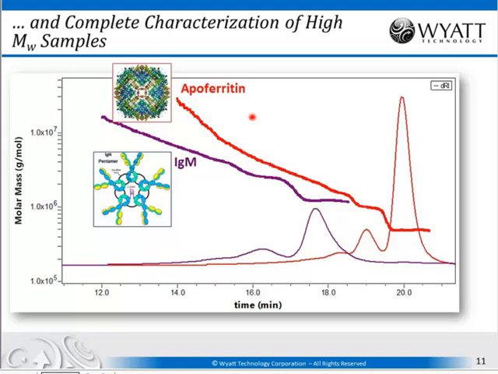So for instance here, IgM and apoferritin with molecular weights in the range of the millions, including their aggregates. There are oligomers and aggregates, which you can see here going up into the tens of millions. An interesting thing to note about this is this peak of the IgM at around 17.5 minutes, and this peak of the apoferritin, which is about 19 minutes, they elute at very different times, but they have almost the same molecular weight. So again, the MALS captures this information because it doesn't depend on elution time.